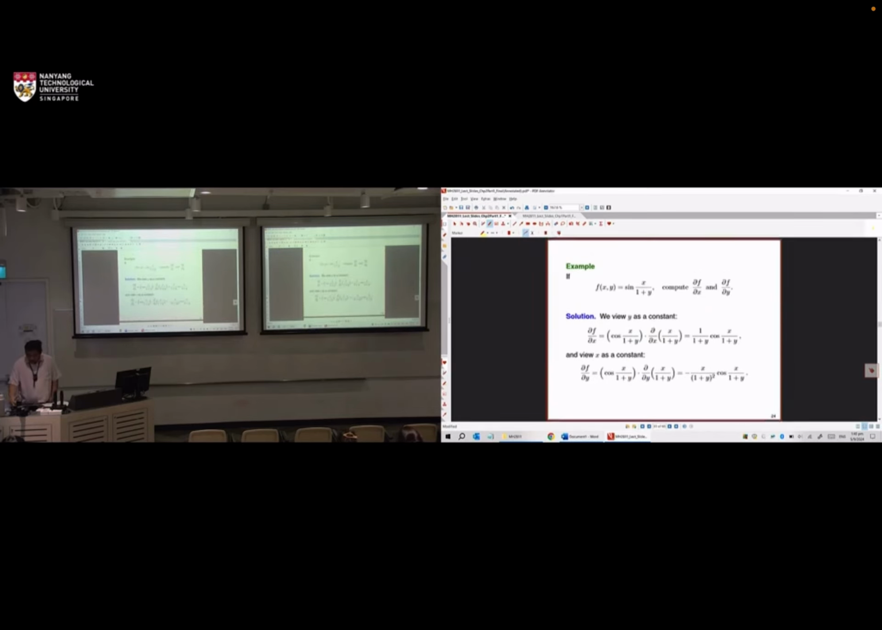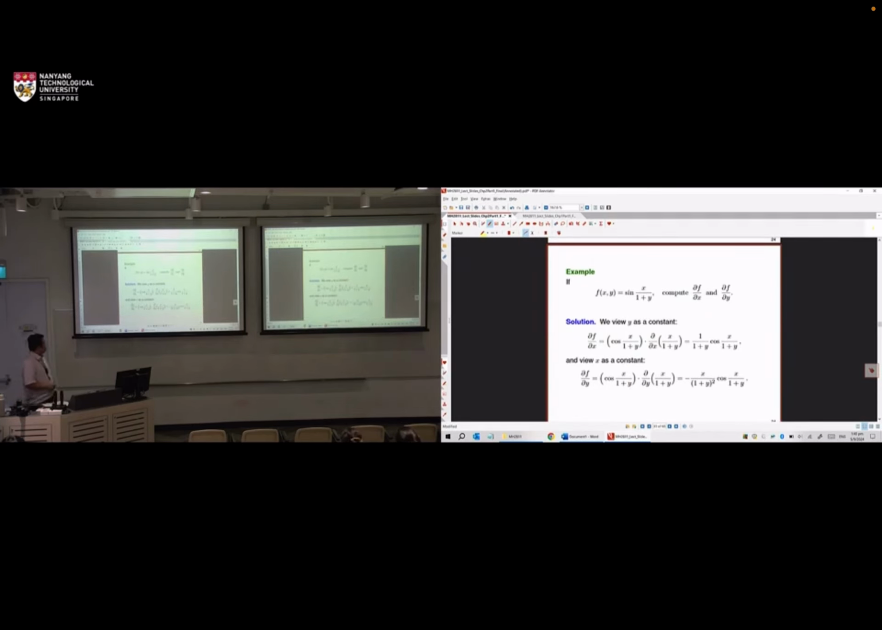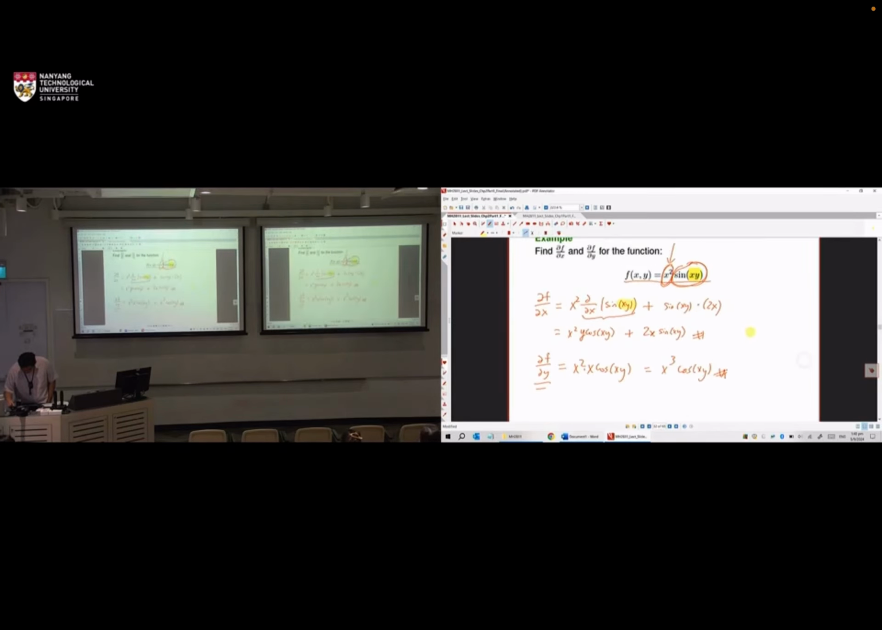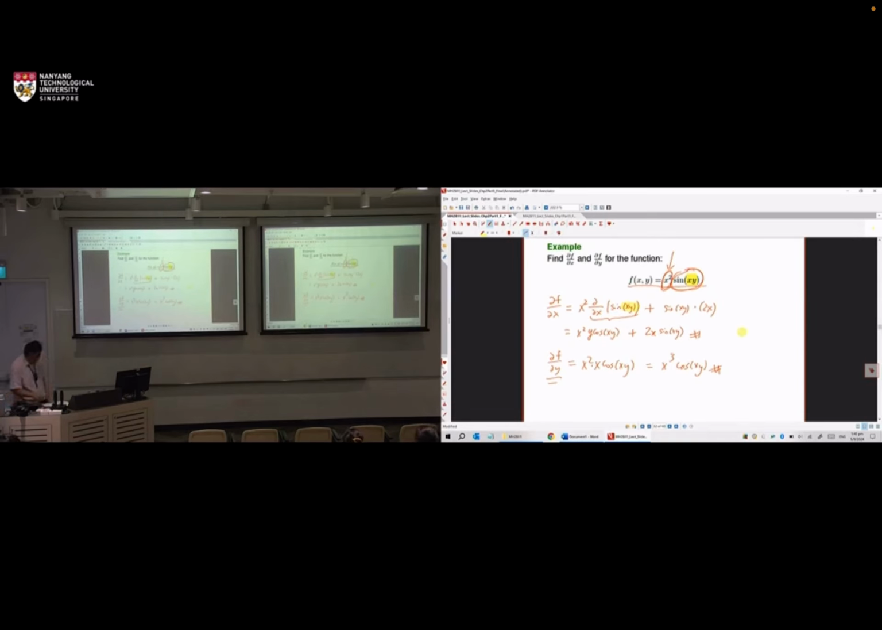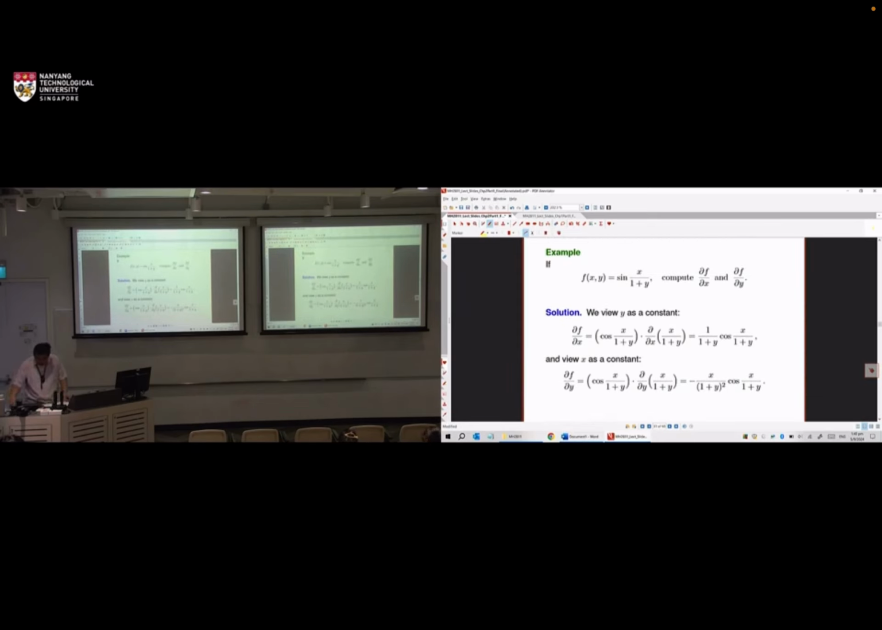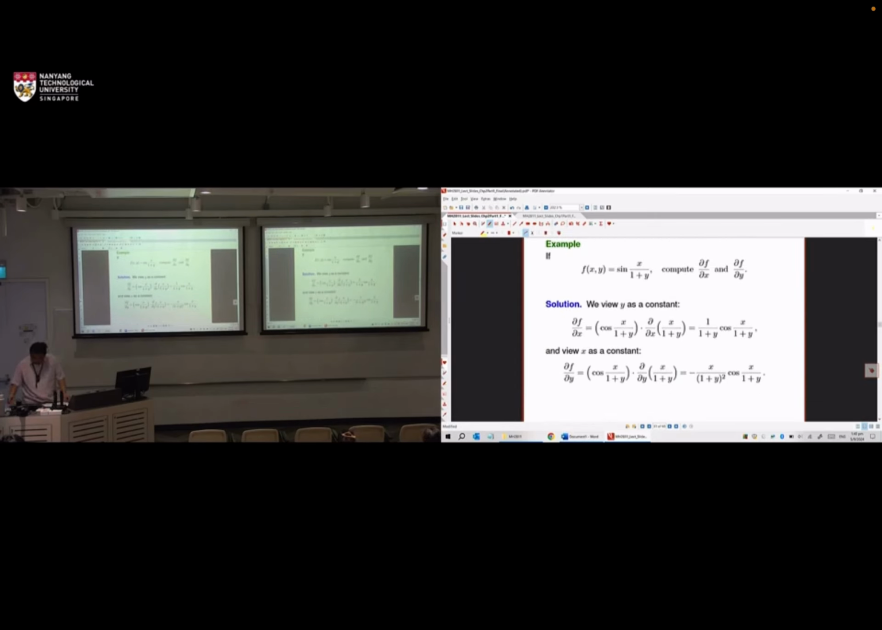I have the model solution in the slides already, but I prefer my own handwriting. Now, for this question, you have to look at it this way. Sine, I put a bracket here, nicer.